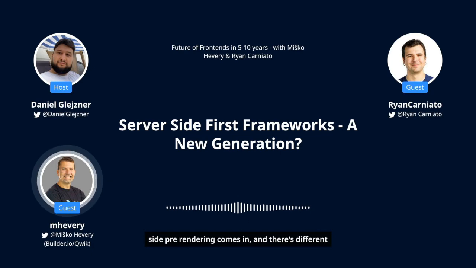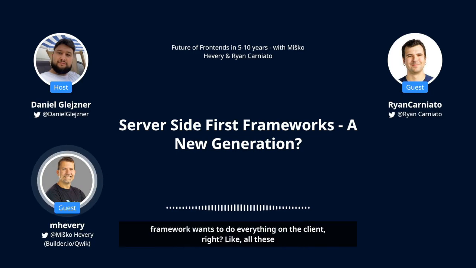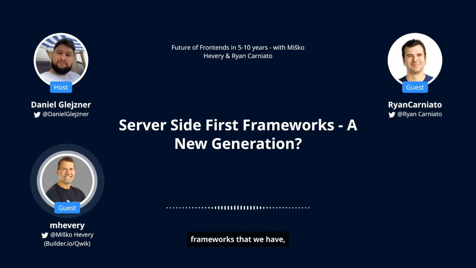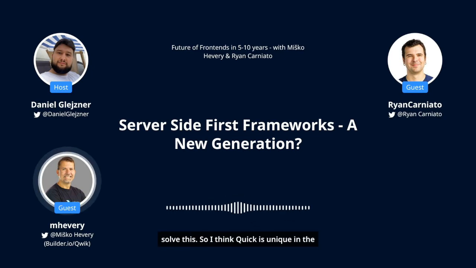And there are different strategies, but they all basically are working around the fact that the framework wants to do everything on the client, right? All these frameworks that we have are fundamentally full client-side rendered frameworks. And the showing of the SSR code ahead of time is a bit of a workaround to solve this. So I think Qwik is unique in the sense that it says, we can certainly do client-side rendering, but that's not the thing, right? Fundamentally, Qwik focuses on SSR first.